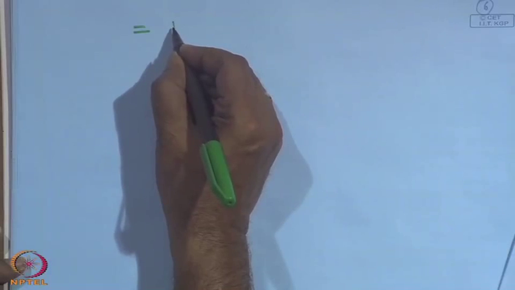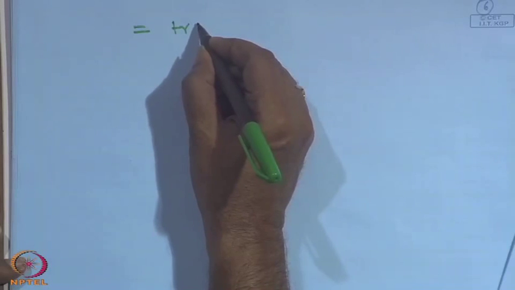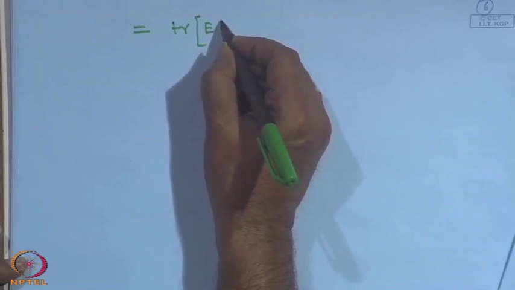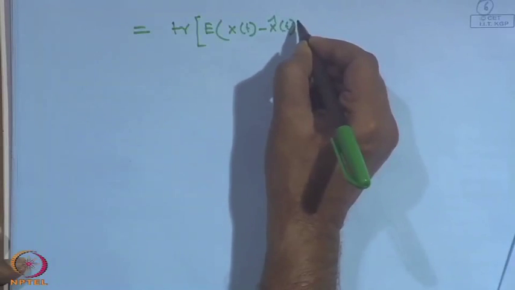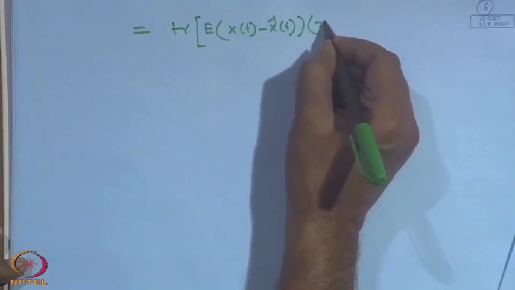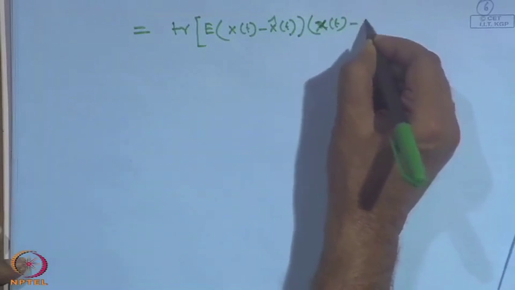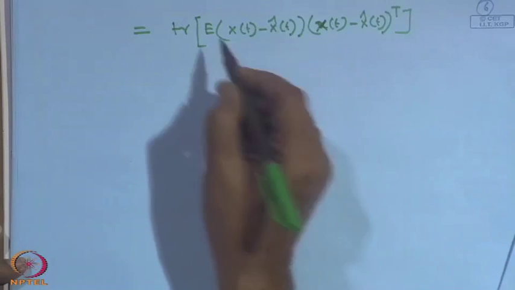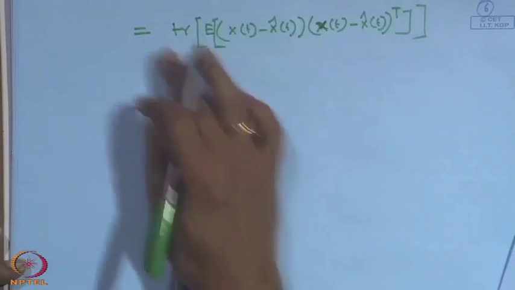So, one can also write it this way: minimize J, that means minimize the trace of the expected value of (X of t minus x hat of t) into (X of t minus x hat of t) whole transpose. Take the trace and minimize the trace of that one.